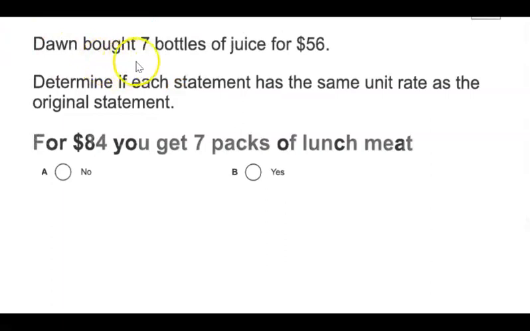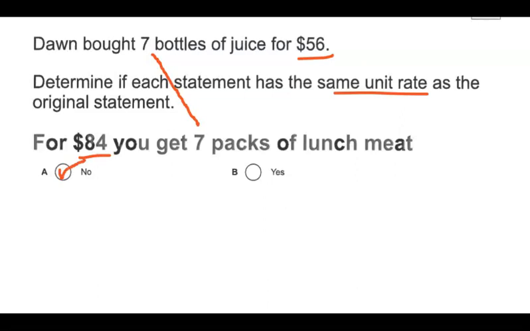Okay, so Don bought 7 bottles of juice for 56. Determine if each statement has the same unit rate as the original statement. That's what we're doing. Once again, we don't really have to get down to unit rates, because if we're comparing 7 to 7, then the amounts have to be the same as well. So without doing a whole lot of work, or bringing things down to the unit rate or scaling up and down, we can see very clearly that since these are the same and these are not the same, the 56 and the 84, the answer is simply no.